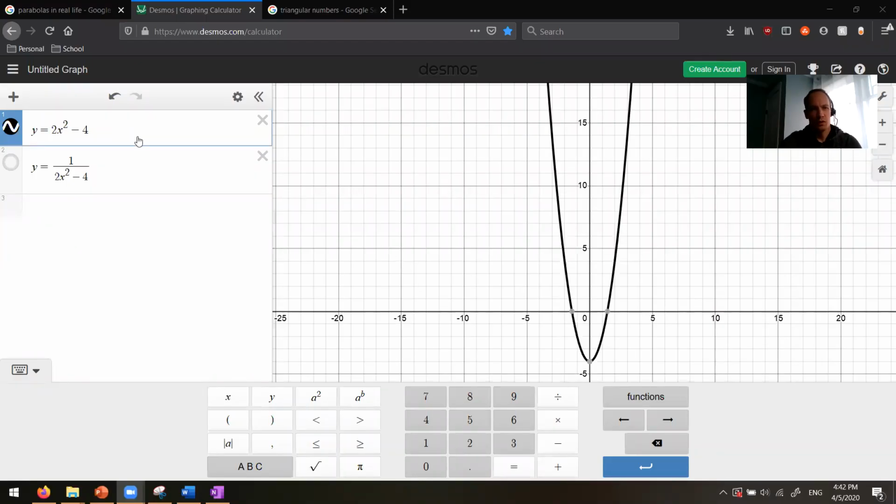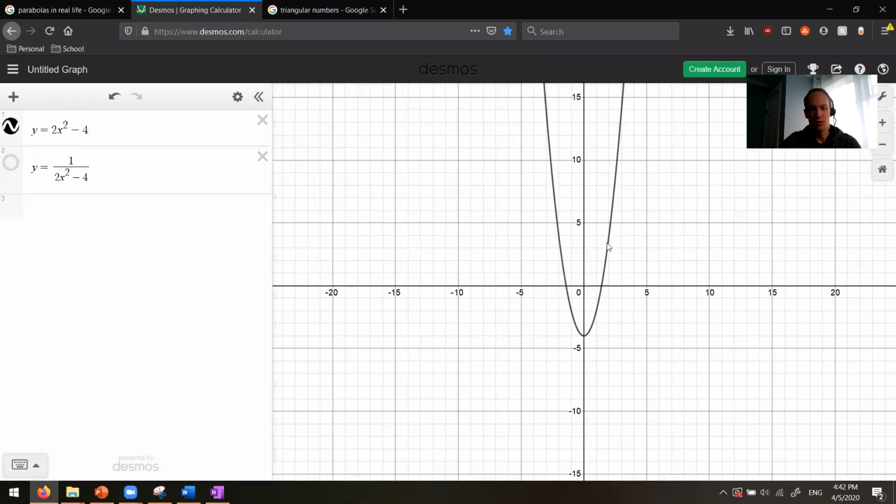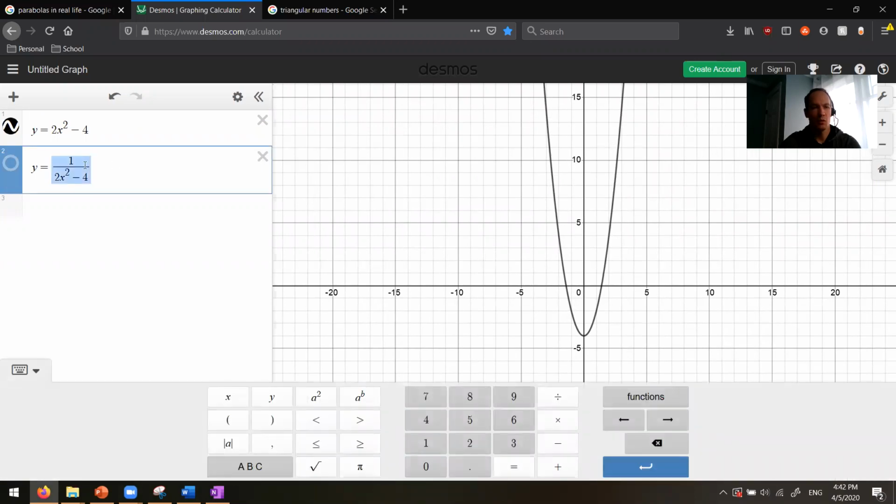What we have here is a regular old parabola from Pre-Calc 11. This is easy to graph. What we're going to do is look at what the heck happens when we have something like 1 divided by 2x squared minus 4. If you haven't thought about it at all, just take a second and try to guess, what is this graph going to look like? I'm just going to show you in just a sec. Pause the video and actually think about it.